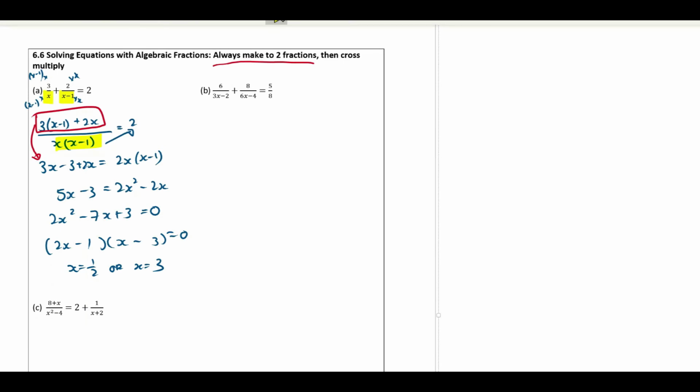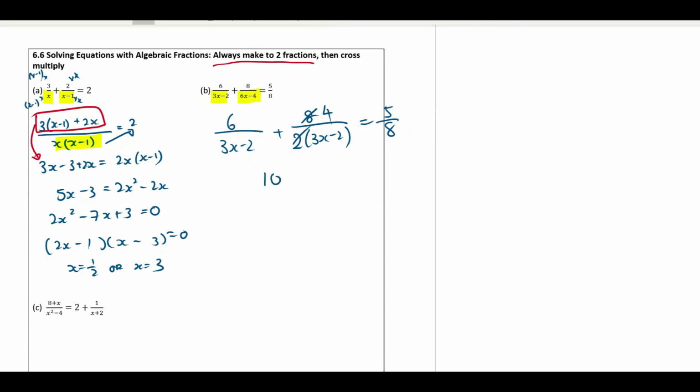Alright, next, any relationship between the denominators? Yes, there is. 6 over 3x minus 2 plus 8 bracket, okay, 2 bracket 3x minus 2 equals to 5 over 8. Now, don't be so excited. Oh, now immediately I can times 2 here. Yes, you can. But you realize that this 8 and this 2, you can actually cancel them, and you make them a lot simpler.